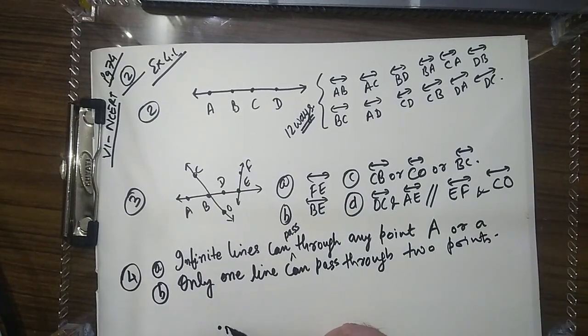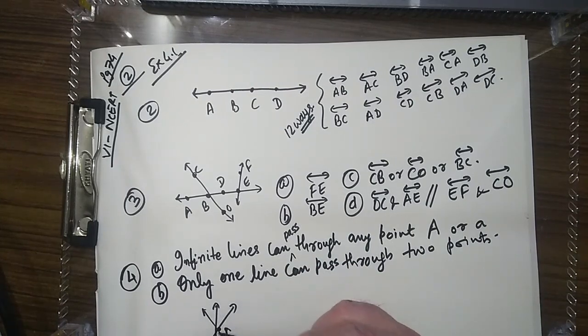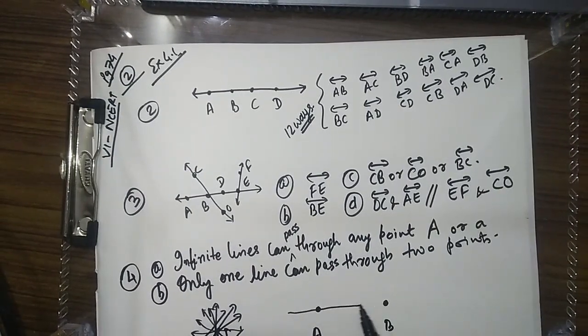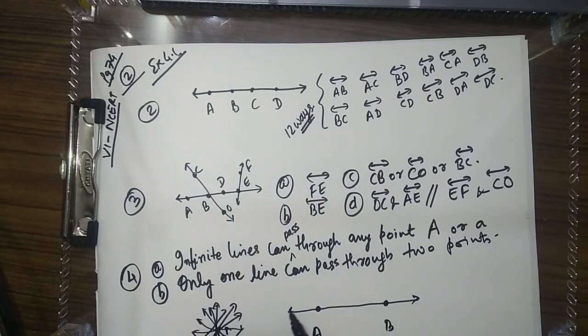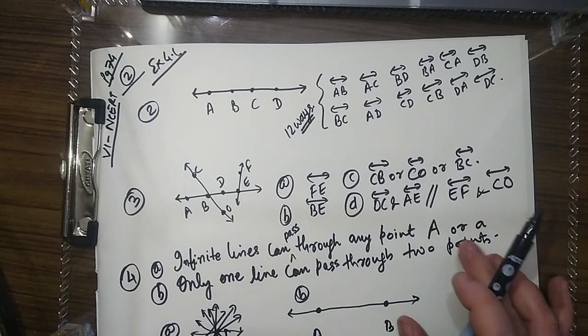If I take any point A, there can be an infinite number of lines which can pass through this. There is no count. As many lines can pass through it will pass and may form a circle, and even then there will be space for a line to pass through it. But if there are 2 points A and B, only one line can pass through it, touching both the points. Now we'll do question number 5.